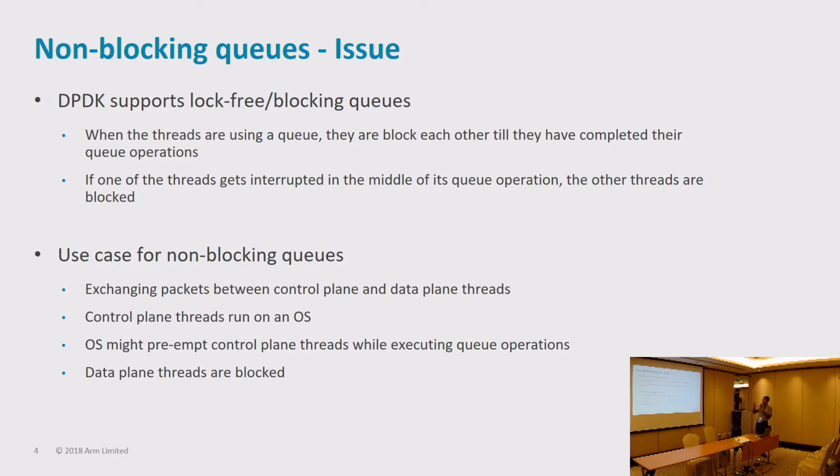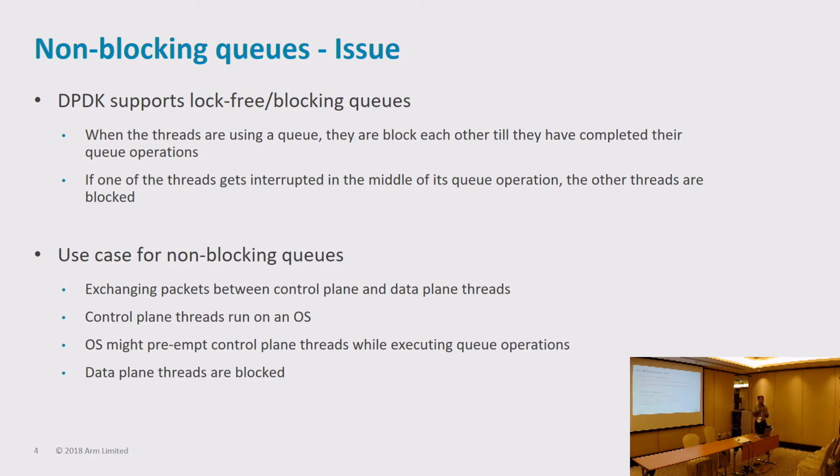But these queues are good, in terms of communication between data plane threads. They are fast and efficient, and that's what we need for data plane threads when they have to communicate with each other. But we have other use cases as well. We have use cases where the control plane thread and the data plane thread need to talk to each other. They need to exchange packets.